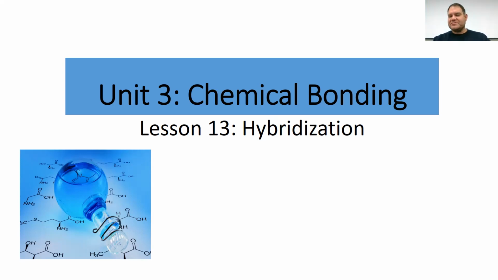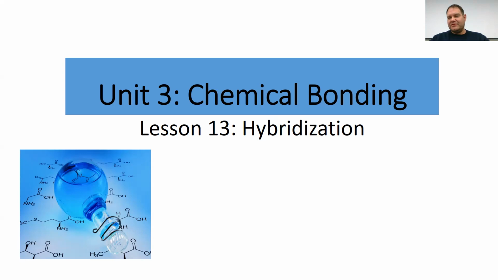And then we also talked about the difference between a single, double, and a triple bond. In a single bond, you can only have a sigma bond, a head-to-head overlapping. So every single bond is a sigma bond. In a double bond, you have a sigma and a pi bond. And in a triple bond, you have a sigma, pi, and pi bond.